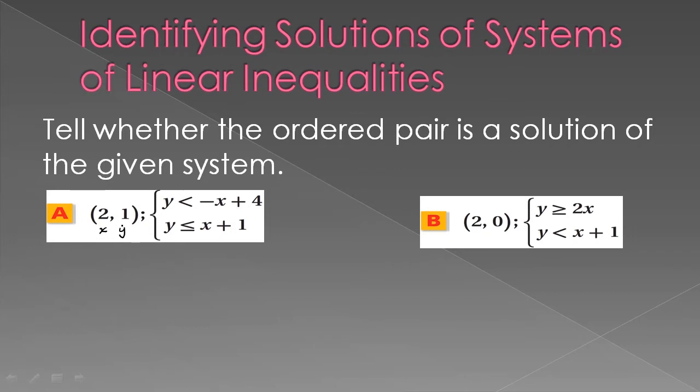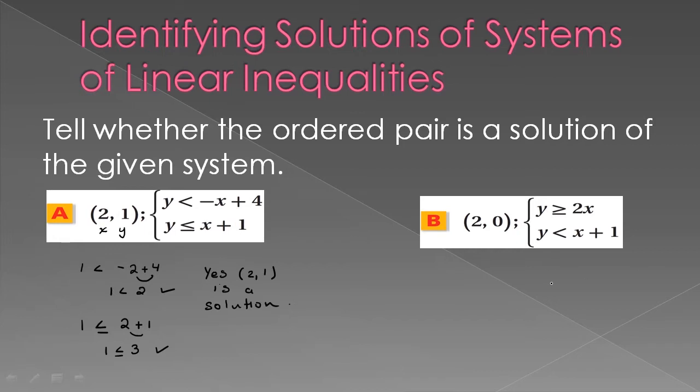To check the solution or this ordered pair, plug it in to the equation and see if it makes it a true statement. So I've got 1. Is that less than negative 2 plus 4? Negative 2 plus 4 is 2. 1 is less than 2, so yes, it works out for the first system. Remember, you gotta check both. So I have 1. Is that less than or equal to 2 plus 1? 2 plus 1 is 3. And yes, 1 is less than or equal to 3. And so for the first one, yes, 2 and 1 is a solution.